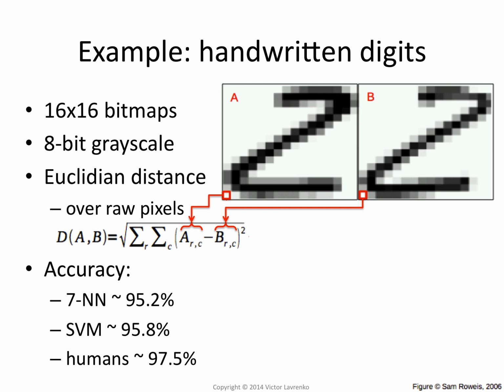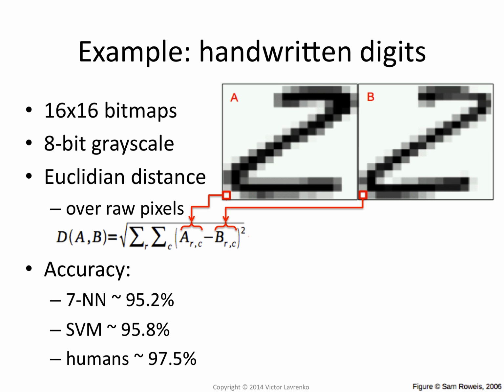You are summing up over all the pixel positions in each bitmap. So I'm summing up over all the rows and over all columns in each row, and I'm taking the value of the pixel in row R, column C for image A, subtracting the value of the same pixel in image B, squaring it, adding it up, taking the square root. Just your normal Euclidean distance between the two bitmaps.